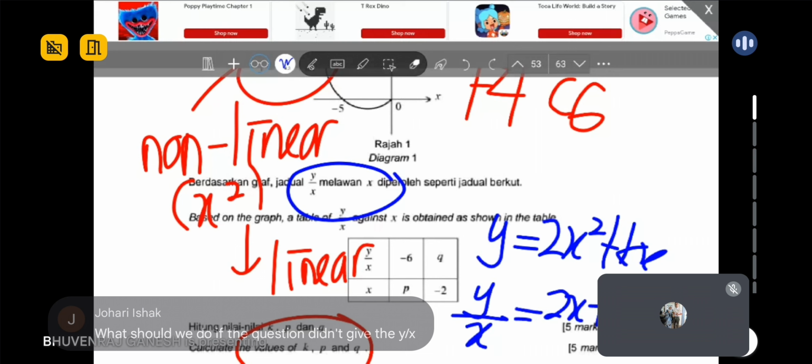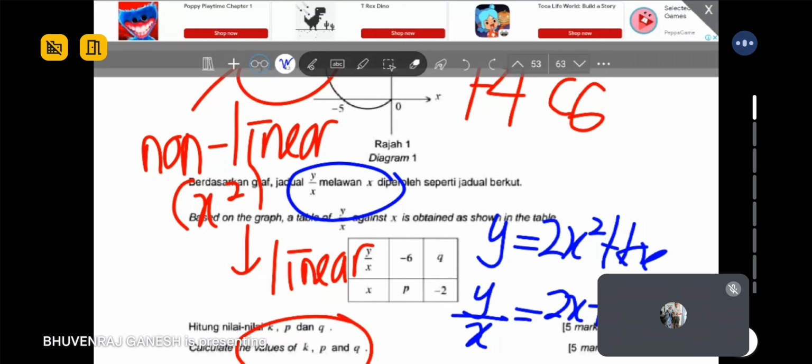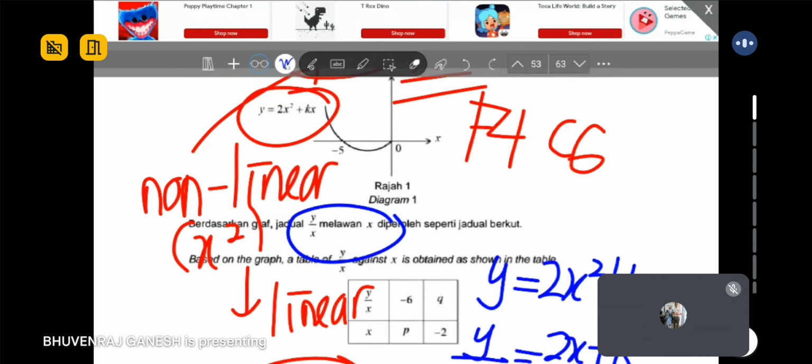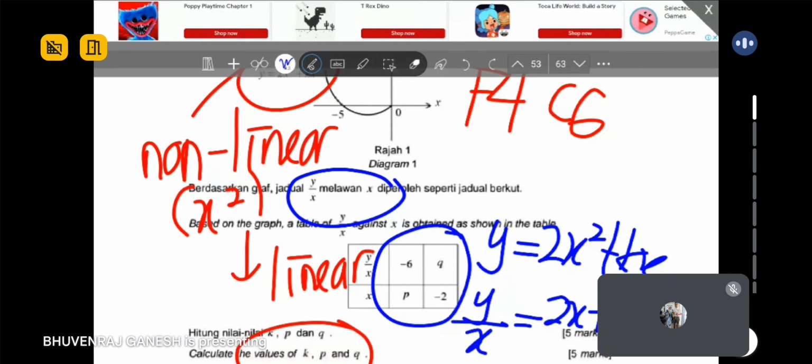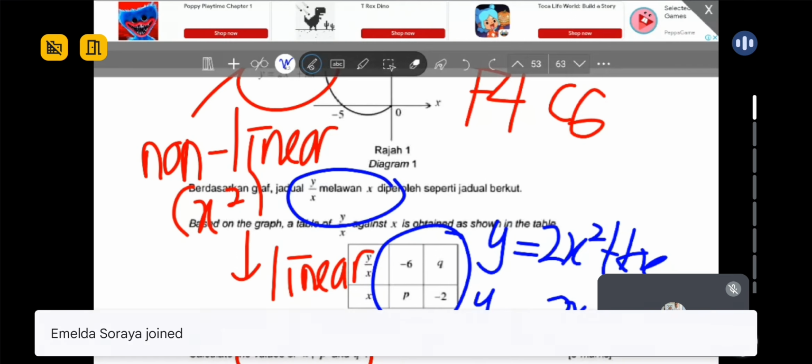What should we do if the question didn't give the Y over X? Question will give one, guys. Soalan akan bagi. Lihat kat sini. Soalan akan bagi info yang ni. Kalau tak, kamu tak boleh cari nilai. Okay, if the question never give you that information, kamu ada banyak unknown. So, banyak unknown kamu tak boleh selesaikan dalam Admaths. Okay, you must have only one unknown to solve the equation. Am I right? Setiap persamaan hanya boleh satu unknown. Baru kamu boleh selesaikan. Okay? That's the basic lah for modern maths kamu belajar.